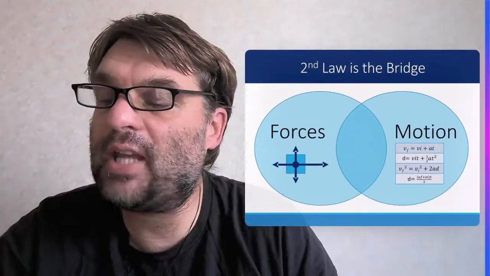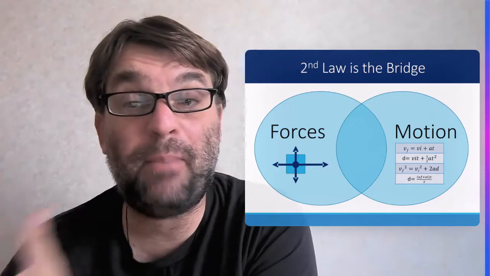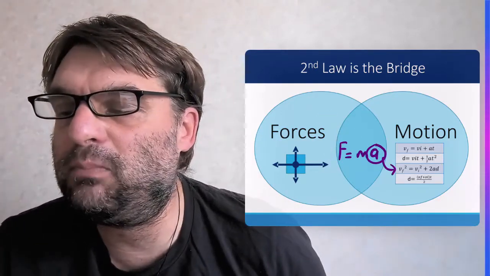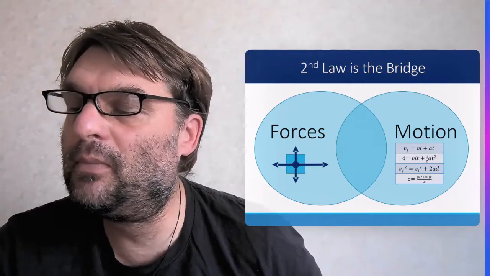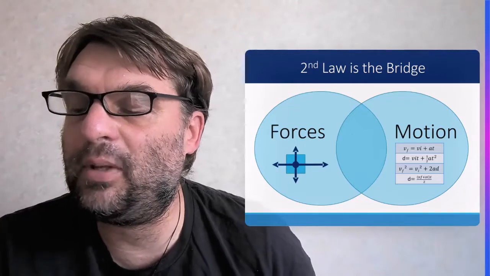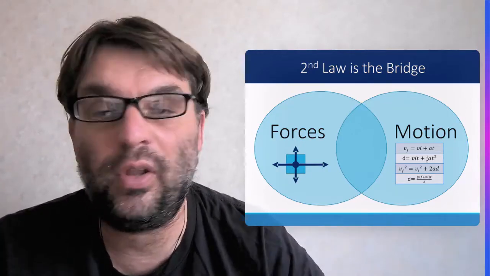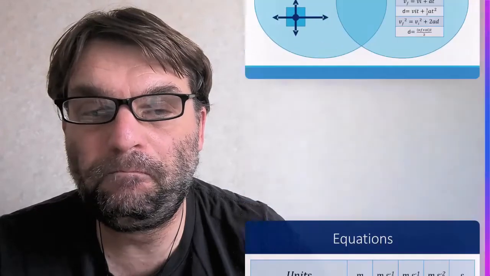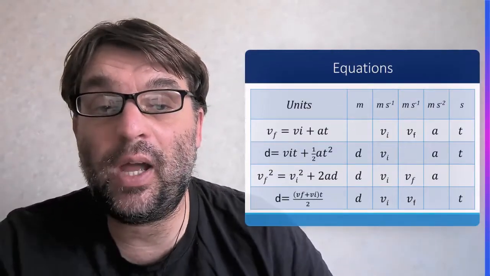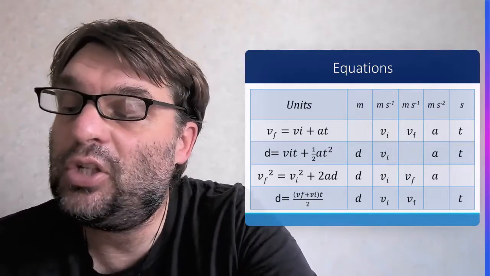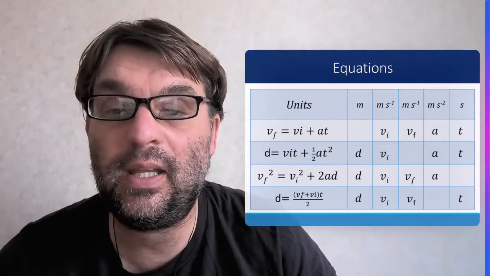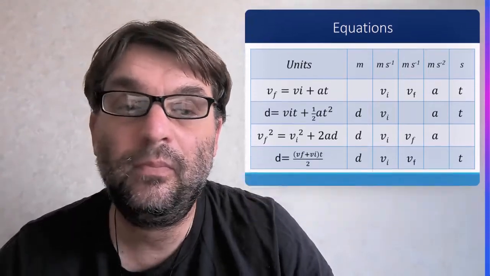So the second law is actually a bridge between unbalanced forces, or forces, and the motion that we've also been exploring. So the force equals the mass times the acceleration, for example, that you see in the equations on the right. So these are the equations. Remember the kinematic equations, the equations of motion, which you have to be familiar with. So don't forget those. We will be using those when exploring the second law in class.